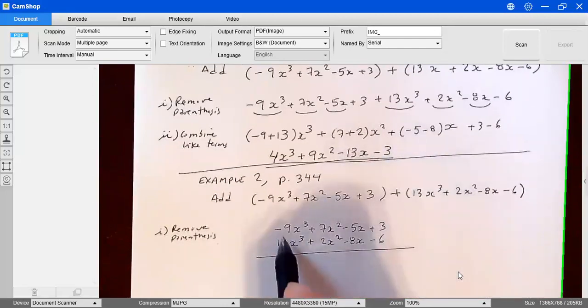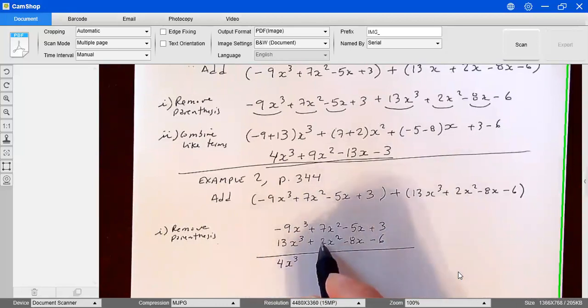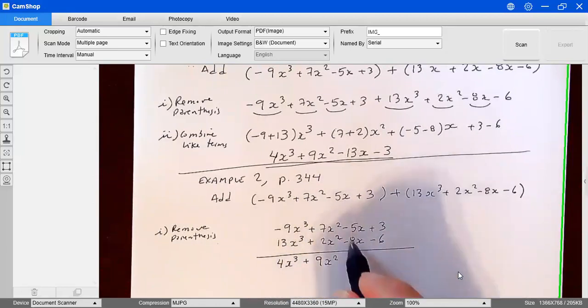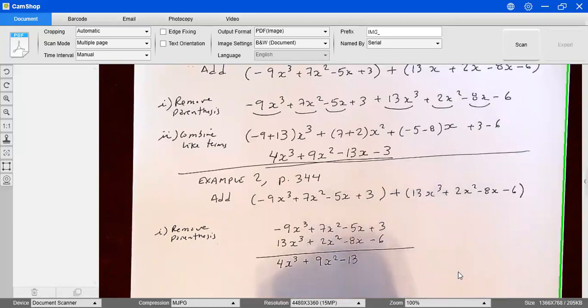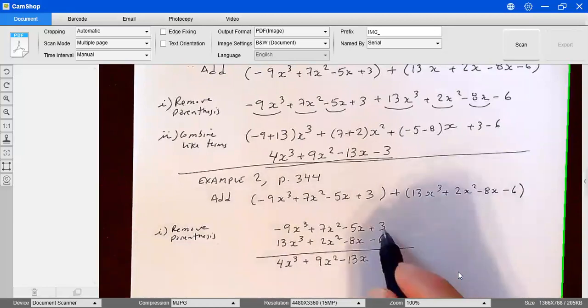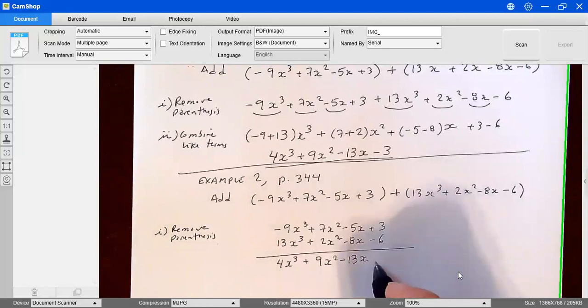So here we're going to have the addition in a vertical format. You just need to combine coefficients again. You work with coefficients only. So you have negative 9 and positive 13, which is 4x cubed. Then you have 7 plus 2, which is 9x squared. Then you have two negatives, so you add them up. That's 13, but since they are negatives, the answer is also negative 13x. And finally, positive 3 and negative 6 is going to be negative 3.